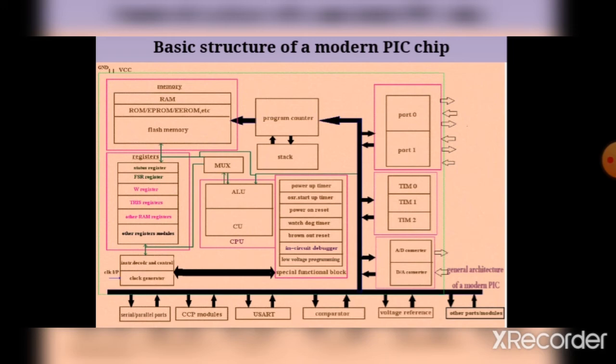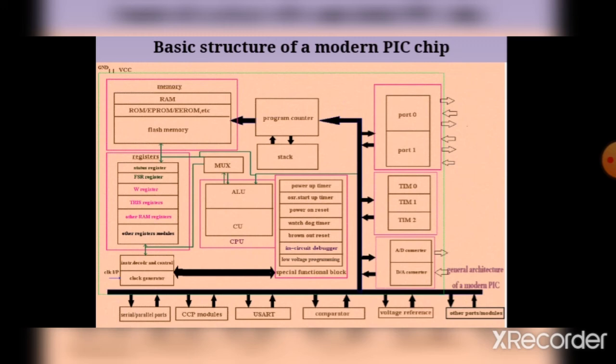And registers, some of the important registers like the status register, and the FSR register, FSR in the sense of file select register. What is that, we will see. And then comes the W register, which we call the work register. This work register is similar to the accumulator, which we come across in the 8085 microprocessor and the 8051 microcontroller. Exactly like the accumulator, here it is called the work register W. The functioning of this register is similar to the accumulator.